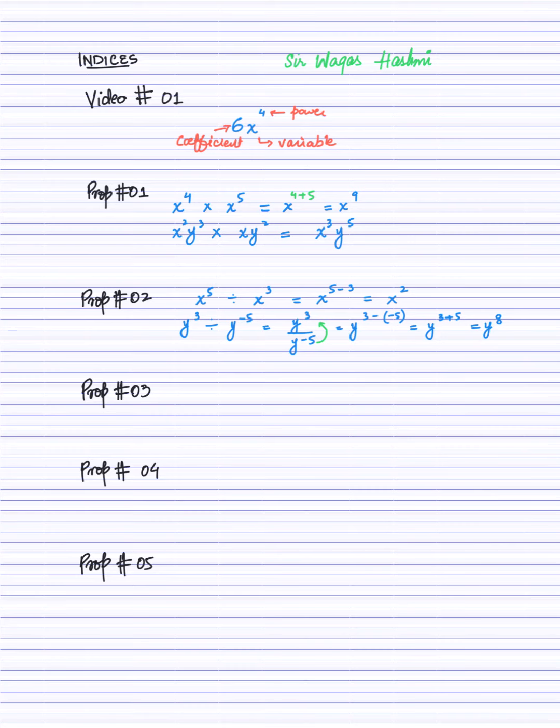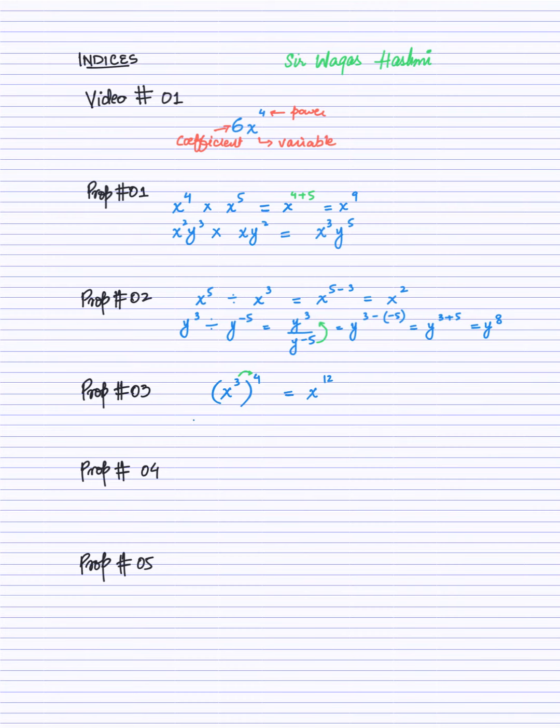Furthermore, if you have a whole power, like x to the power 3, whole to the power 4, now keep in mind that power multiplies with power, so that will be equal to x to the power 12. 3 fours are 12. So if you have a power on a power, you need to multiply those two powers.